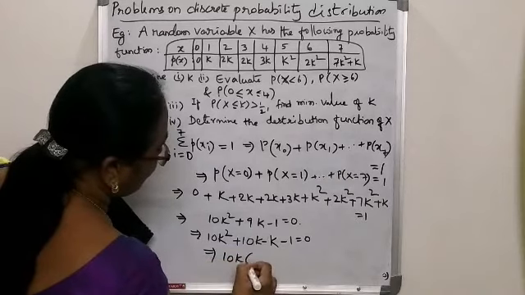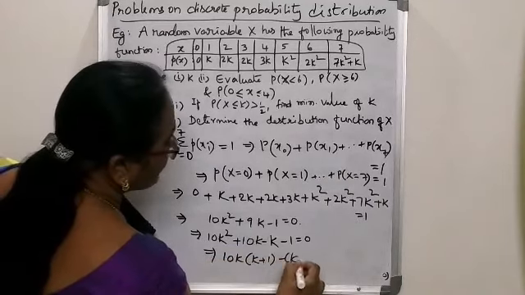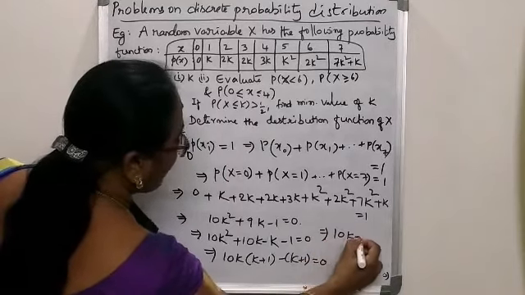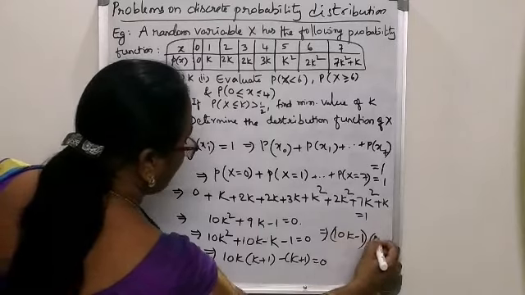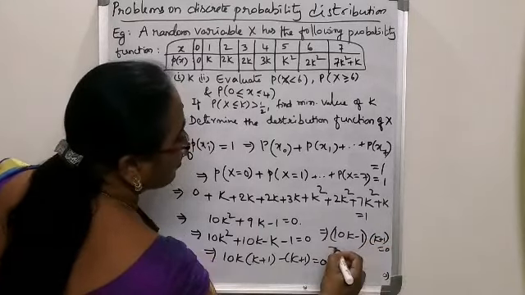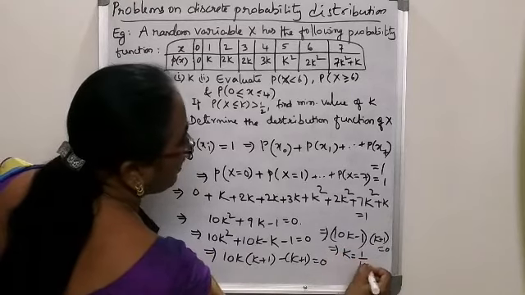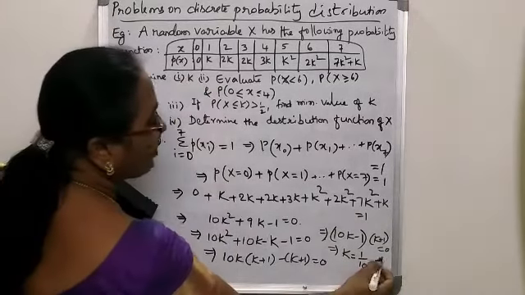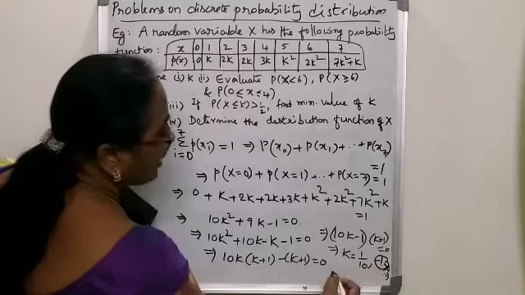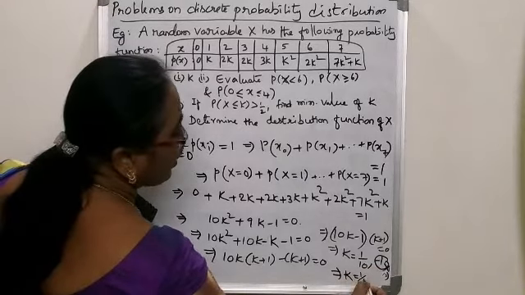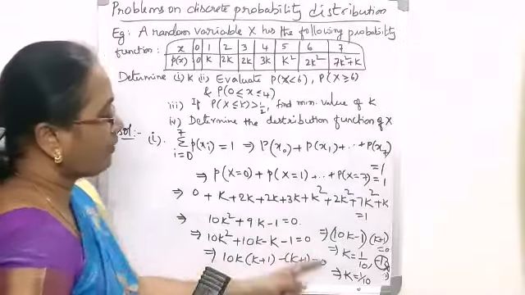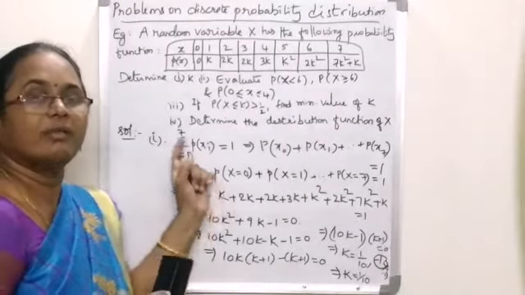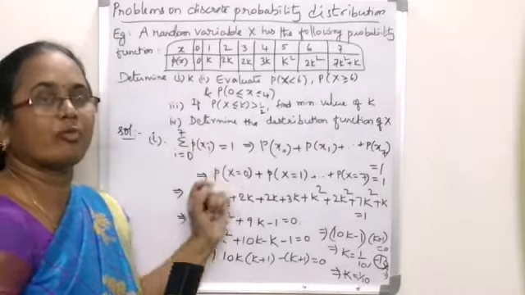So 10k is common. We have k plus 1 minus of k plus 1 equal to 0, which gives us 10 into k minus 1 into k plus 1 is equal to 0. So the value of k is equal to 1 by 10 and minus 1. Because the probability function can never be a negative value, we discard this negative sign. And therefore, the required value of k is 1 by 10. This we have got by using the properties of the probability function.